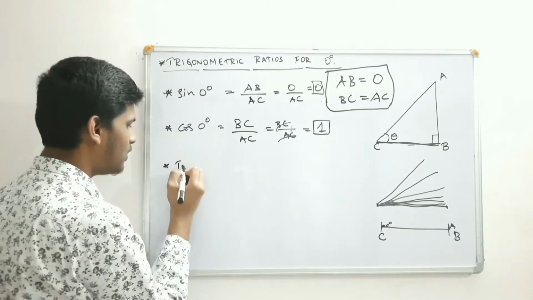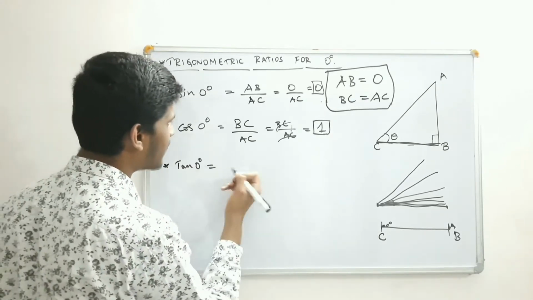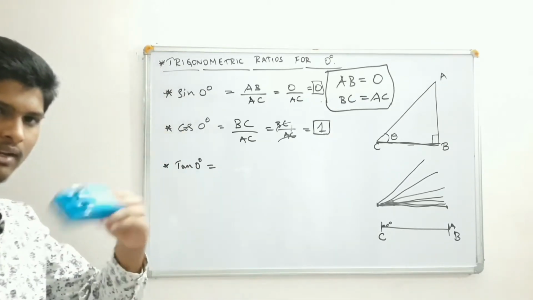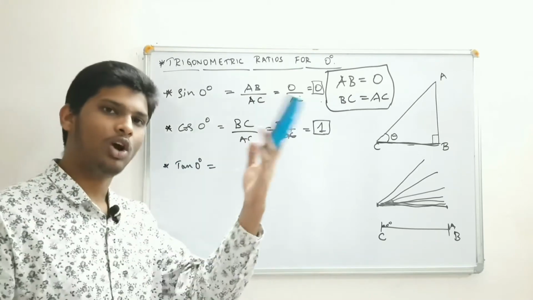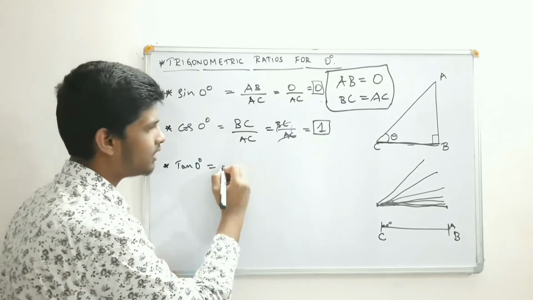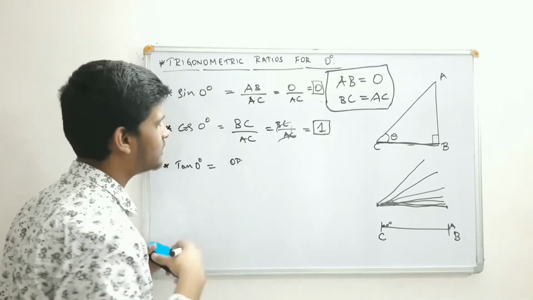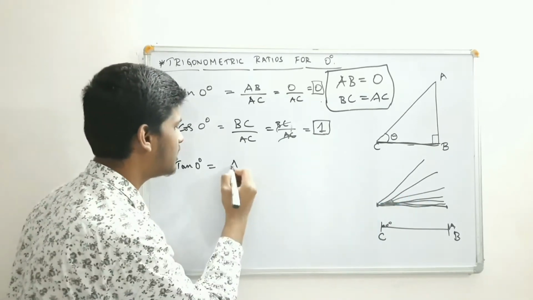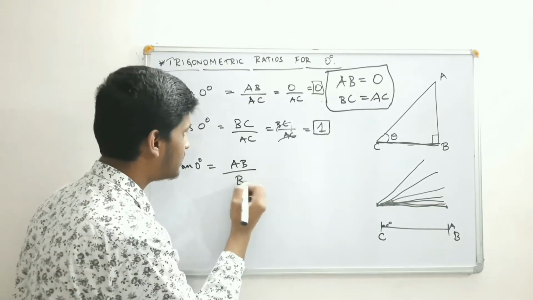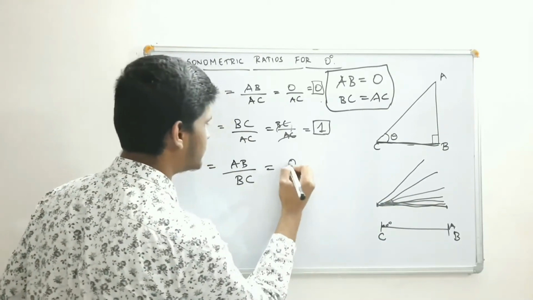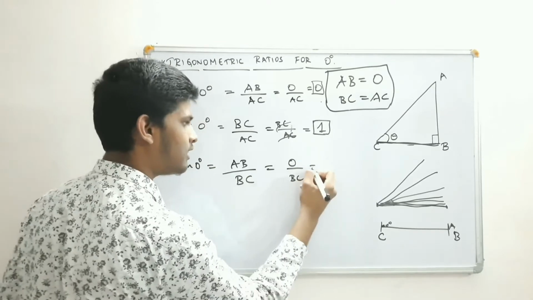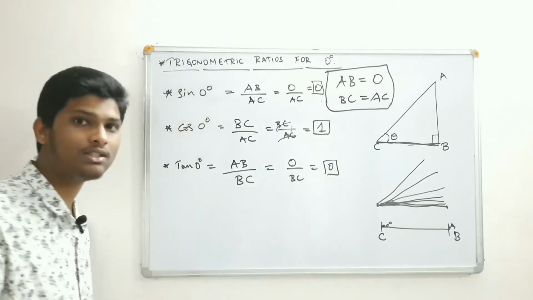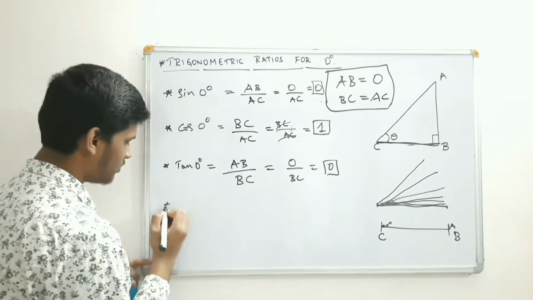Next, tan 0 degree. Tan is sine by cos, or you can take opposite side by adjacent side. Here let's take opposite side by adjacent side. The opposite side is AB and the adjacent side is BC, so it becomes 0 by BC. It's again 0, since 0 by anything is 0. So tan 0 degree is also 0.